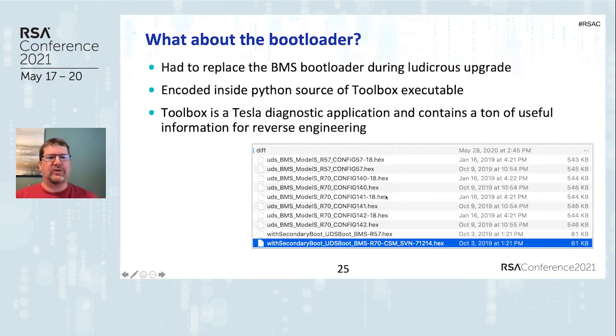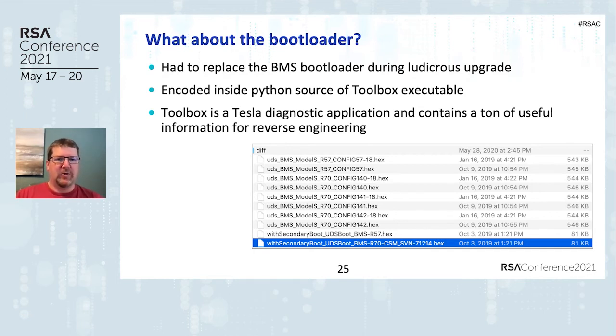Well, what about the bootloader? During the Ludicrous upgrade process, I figured out I actually had to replace the bootloader. And all the bootloader firmware is stored inside the Python source of the Toolbox executable. Toolbox is a diagnostic application used by Tesla to fix vehicles with various issues. And one of the things it can do is, if you have the proper version, you can flash individual units with various versions of firmware.